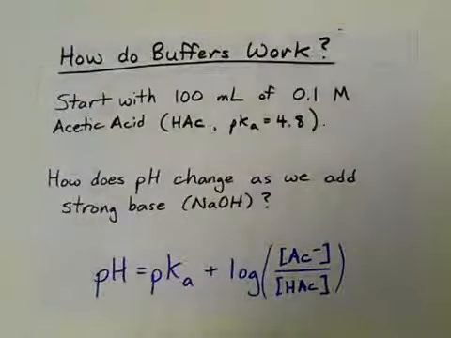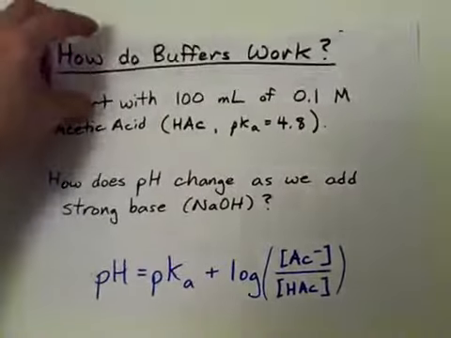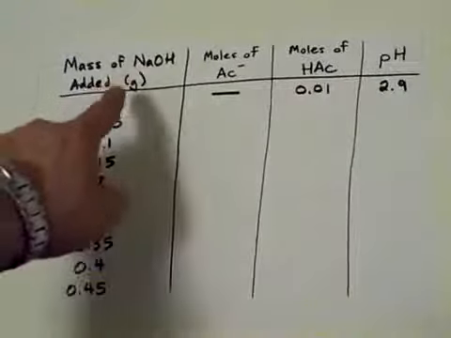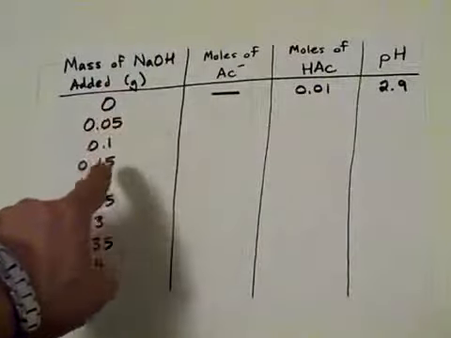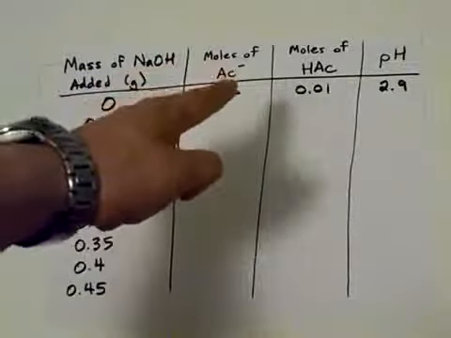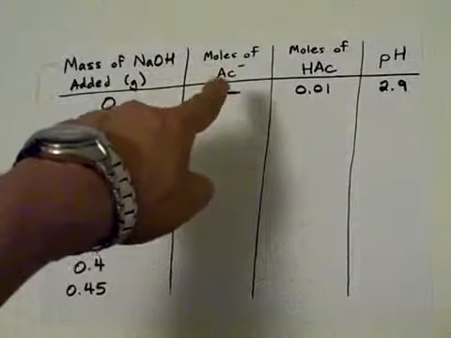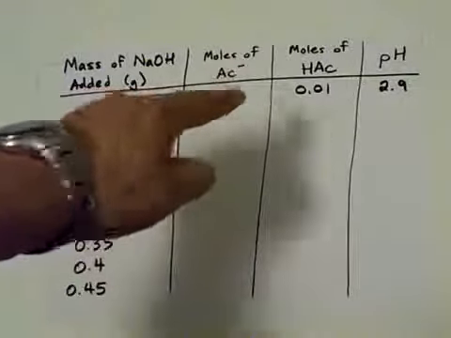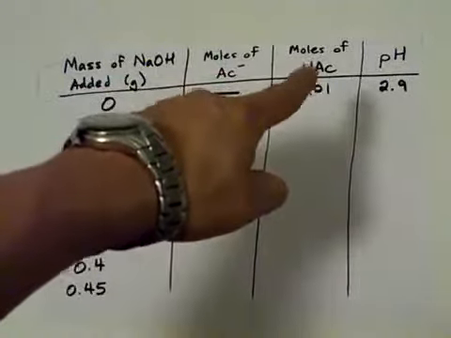Alright, so check it out. I made you a little chart so you can understand what's going on here. This is the amount of NaOH that we're going to add, and we're going to do a calculation for every single one of these. This here is going to be the moles of acetate that we formed. This is the conjugate base. This is the moles of acid.